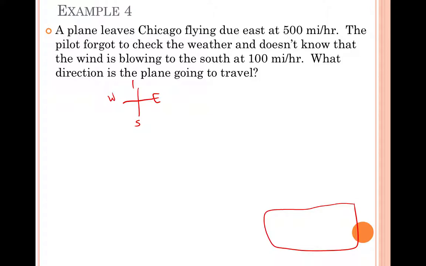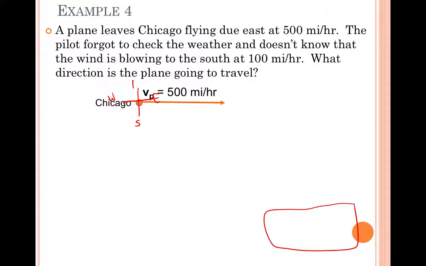Okay, let's look at this one. A plane leaves Chicago flying due east at 500 miles an hour. The pilot forgot to check the weather and doesn't know that the wind is blowing south at 100 miles per hour. What direction will the plane travel? We're going to assume that the pilot doesn't do anything to correct this issue.